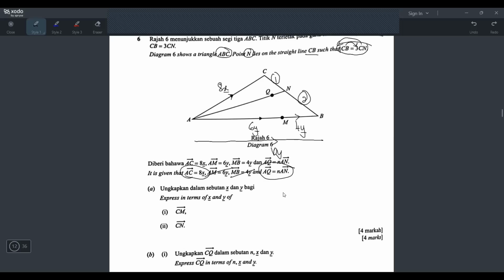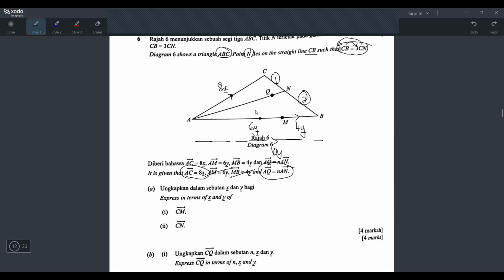If they give me the n, for example, AQ equals 3AN, just like this one, right? If they give you the number in the middle like this, then at least I can label, because the 3 will tell you the ratio. It means AQ ratio 3, AN ratio 1, right? But when they don't give me the value, they just put n there. It means I don't know what is the ratio and I cannot label.